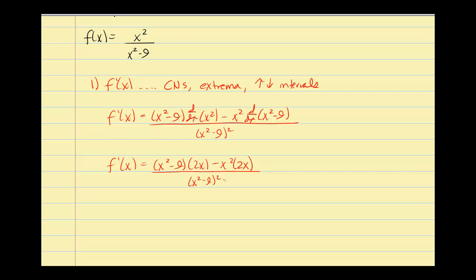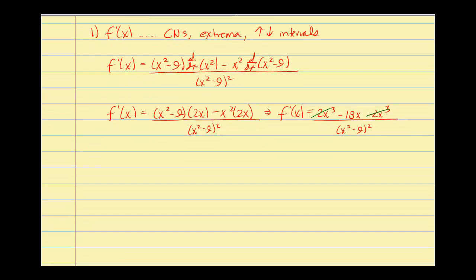Well, the way this is written right now, I still don't want to set it equal to 0 to solve because it's a very complicated expression. So we're going to want to simplify this. For my first derivative, if I distribute the 2x, I have 2x cubed minus 18x. Then I have a 2x times a negative x squared, which gives me a negative 2x cubed. I'm really glad we simplified this because taking my second derivative will be a lot easier now, because the 2x cubes cancel. And I'm left with my first derivative as negative 18x over x squared minus 9 quantity squared.